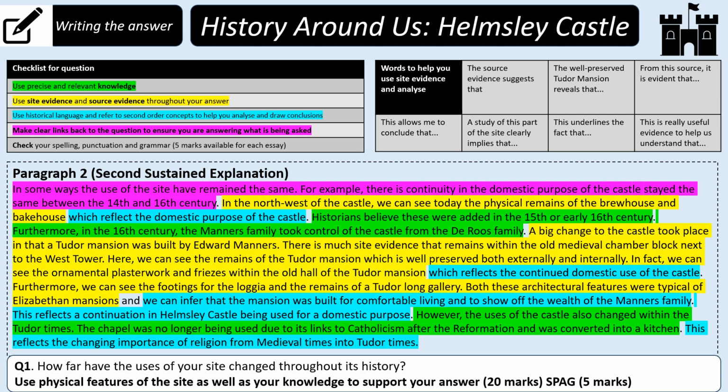Furthermore, we can see the footings for the loggia and the remains of a Tudor long gallery. Both these architectural features were typical of Elizabethan mansions, and we can infer the mansion was built for comfortable living and to show off the wealth of the Manners family. This reflects a continuation in Helmsley Castle being used for a domestic purpose. However, the use of the castle also changed within Tudor times. The chapel was no longer being used due to its links to Catholicism after the Reformation, and was converted into a kitchen. This reflects the changing importance of religion from medieval times into Tudor times.